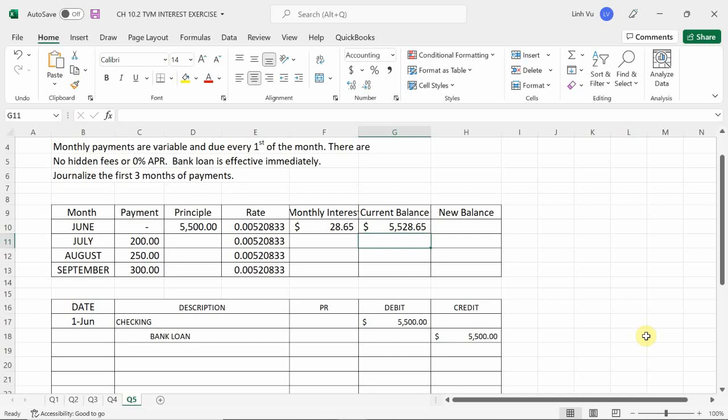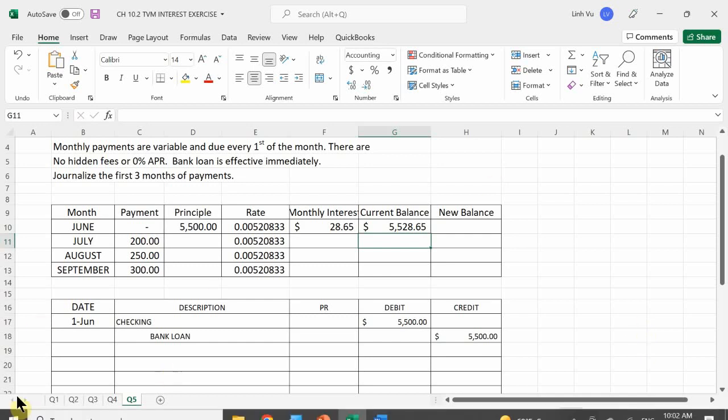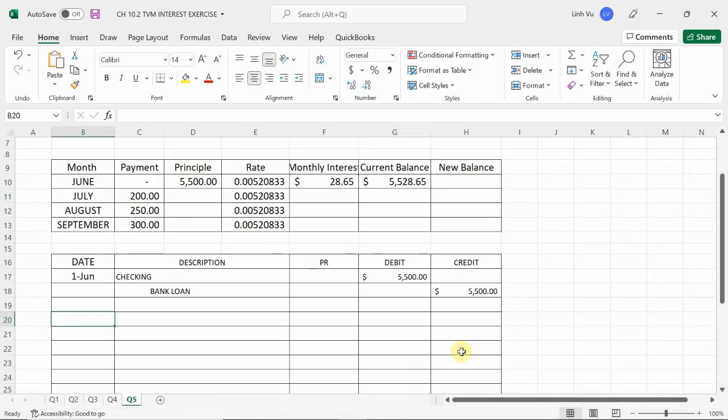Okay? So if I decided to make a payment, in July, I decided to pay $200. If I decided to pay $200, how do I journalize this payment that I'm making here? So it's July 1st. How do I record making a payment here to my loan, if I'm going to make a payment of $200? Loan payment. Okay, good. Loan, bank loan.